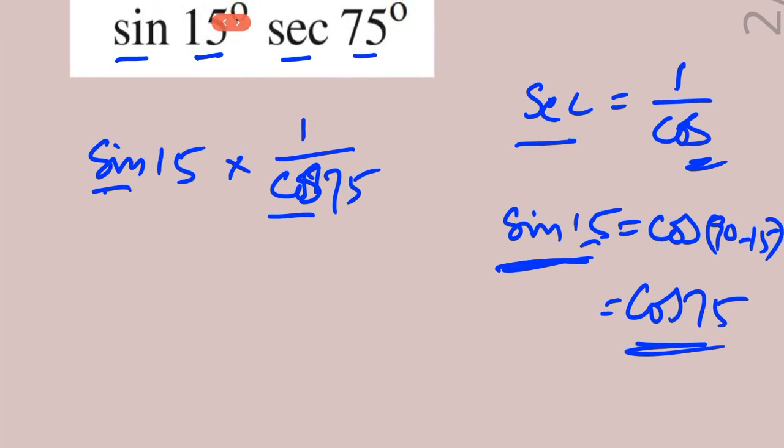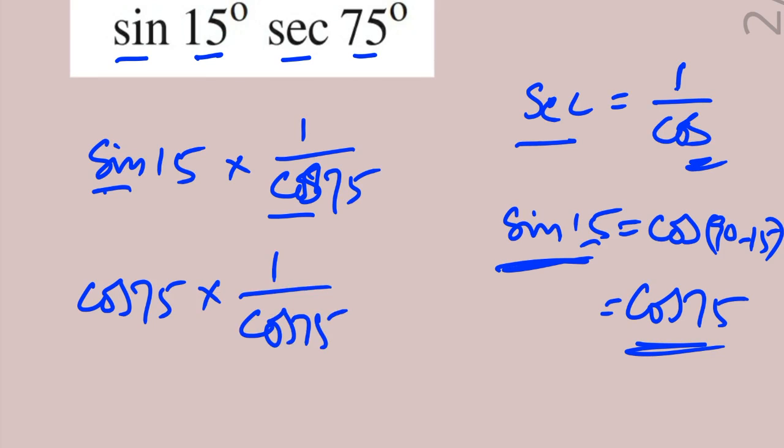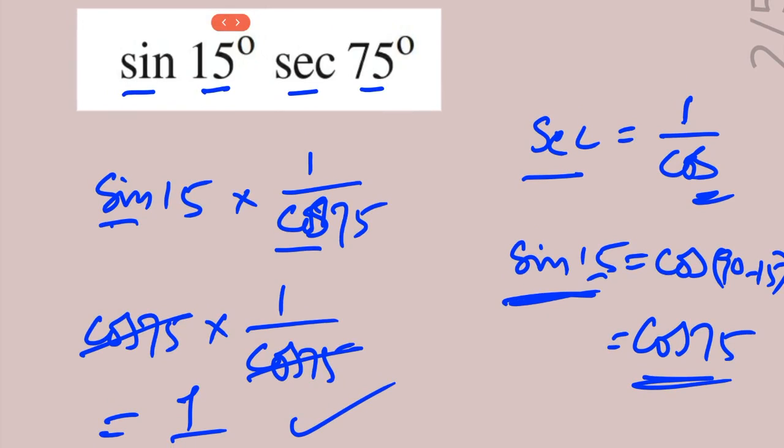Now this cos 75 I'll substitute here. Cos 75 into 1 by cos 75, already cos 75, so these two get cancelled. Finally 1 is the answer. So in this way we can simplify the problems. Another problem here, cosecant 31 degrees minus secant 59.